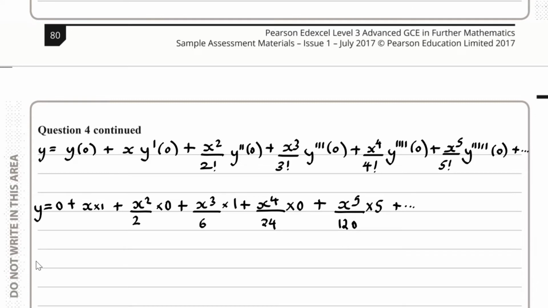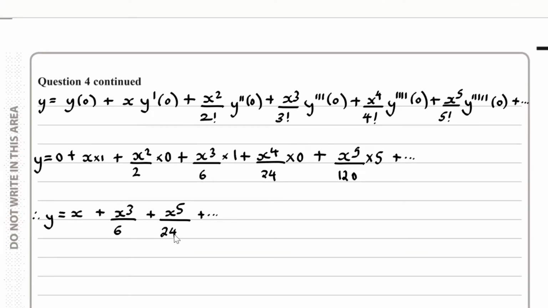So in conclusion, if we tidy all this up, we see that y is equal to x plus x cubed over 6 plus x to the 5 over 24, and then we have higher order terms as well. Okay, so that's our final answer.